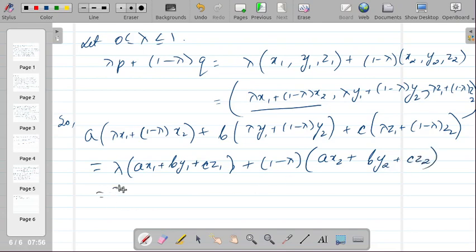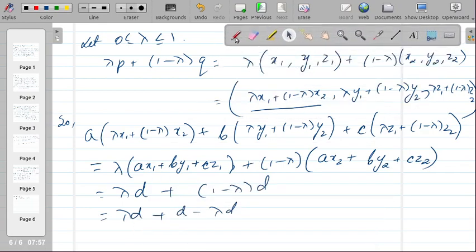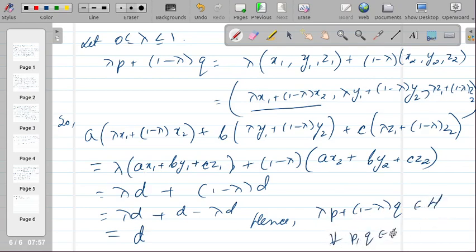So that is nothing but d plus 1 minus lambda times of d. So it's lambda d plus d minus lambda d. Lambda d cancels out, so this is equal to d. So this coordinate satisfies the equation of the plane. Hence lambda p plus 1 minus lambda times of q belongs to H for all p, q inside H, and 0 less than or equal to lambda less than or equal to 1.